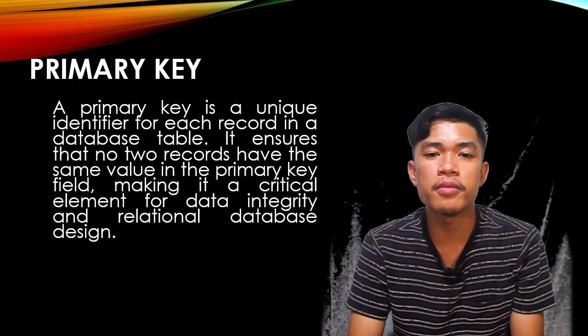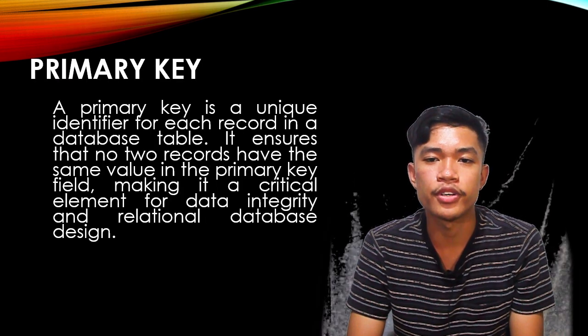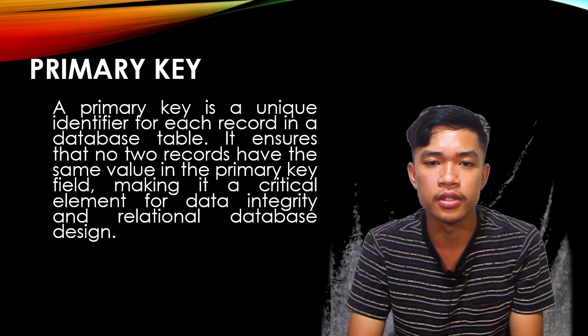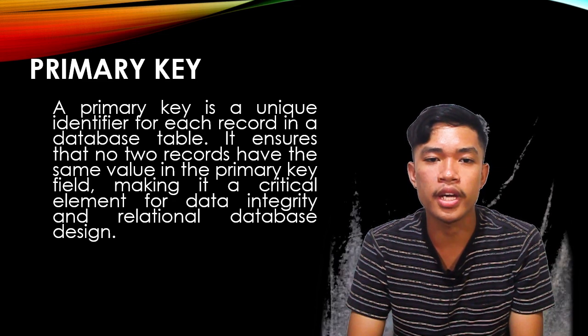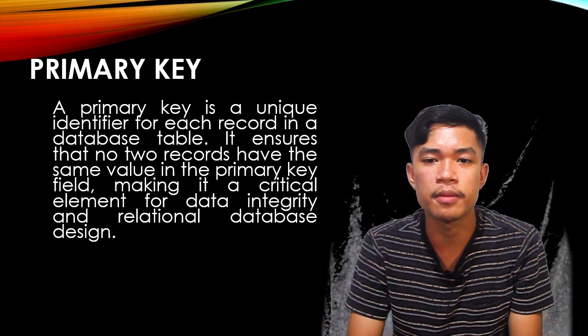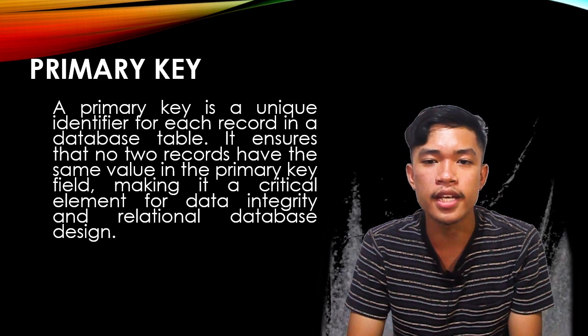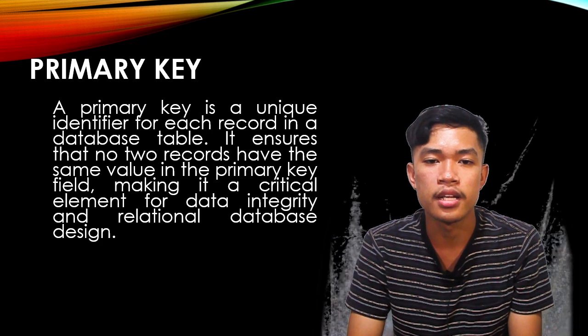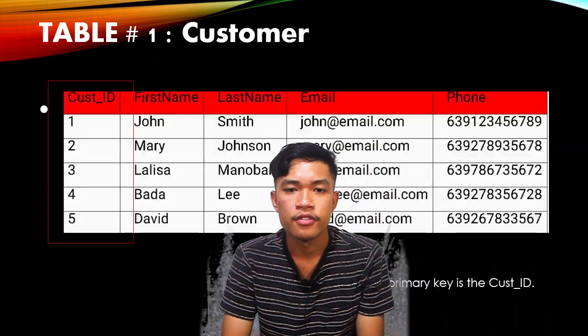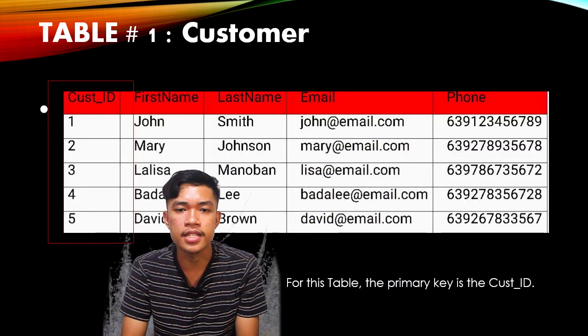Primary key. A primary key is a unique identifier for each record in a database table. It ensures that no 2 records have the same value in the primary key fields, making it a critical element for data integrity and relational database design. For this table, the primary key is the customer ID.